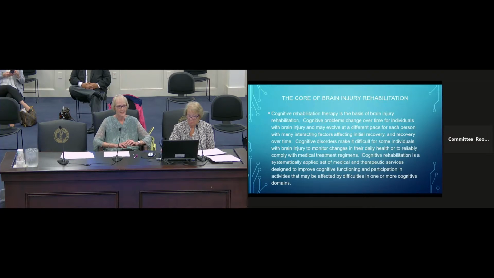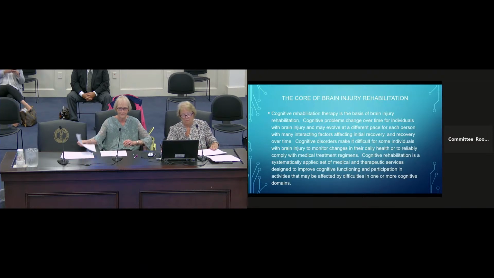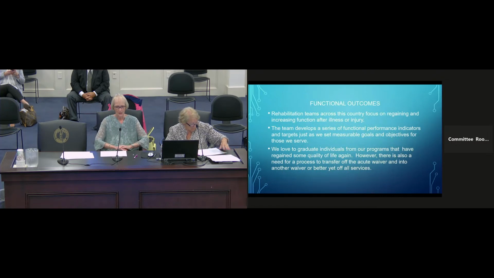Cognitive rehabilitation is a systematically applied set of medical and therapeutic services designed to improve cognitive functioning and participation in activities that may be affected by difficulties in one or more of their cognitive domains. Our outcomes are done through rehab teams across the country when we focus on increasing function after illness and injury. The team develops a series of functional performance indicators and targets, just as we set measurable goals and objectives for those we serve. We love to graduate individuals from our programs that have regained some quality of life again.